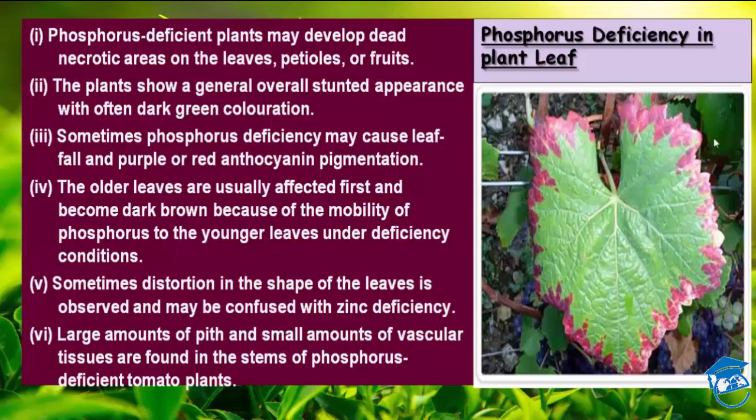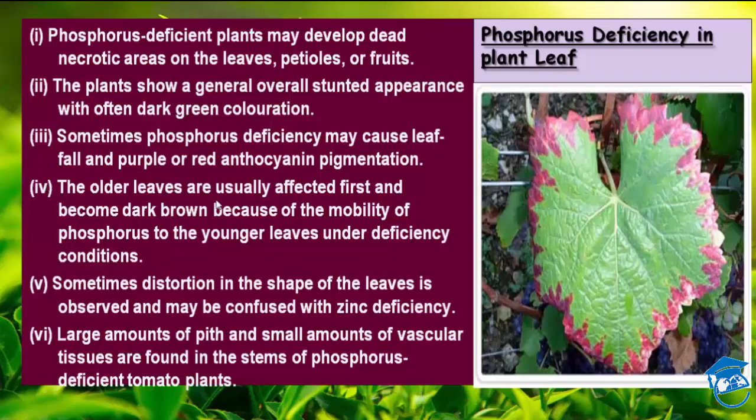As you can see, this is the purple pigmentation, which occurs due to the accumulation of anthocyanin pigment in the vacuole of a cell. Now come to another deficiency symptom.